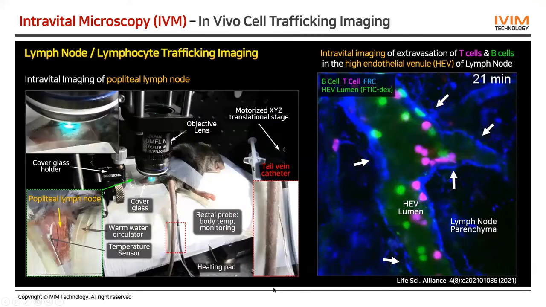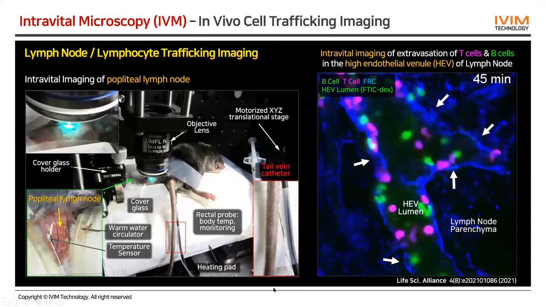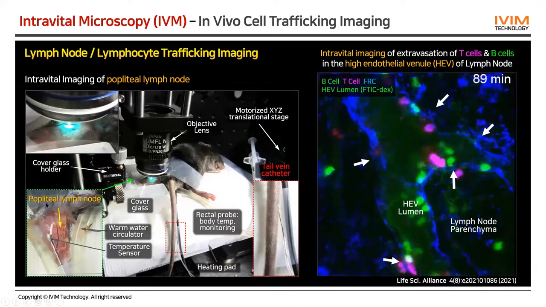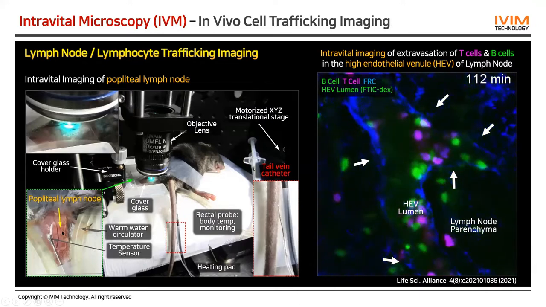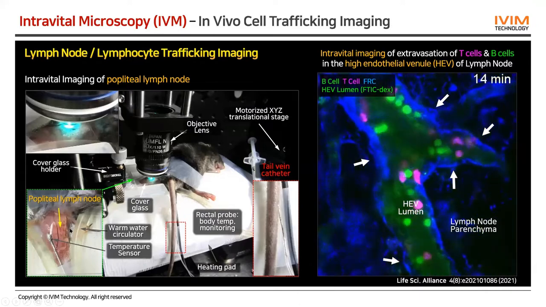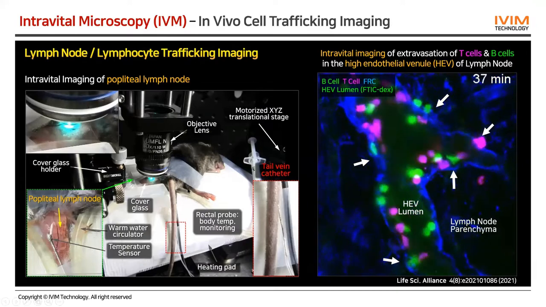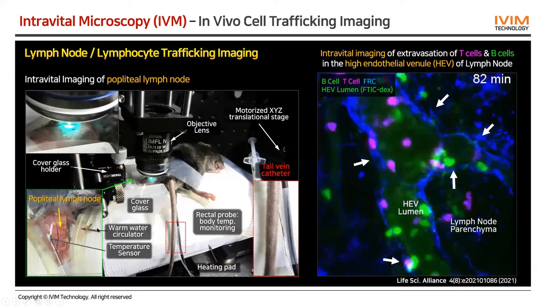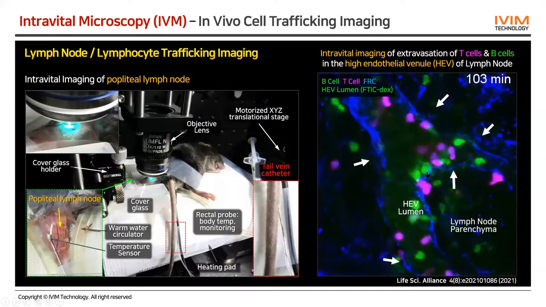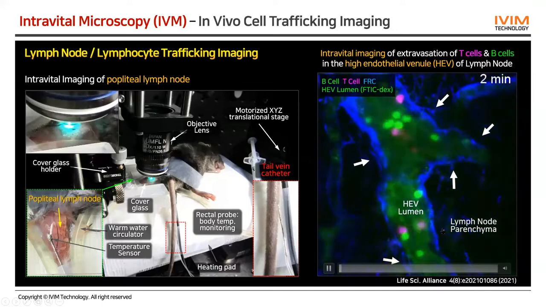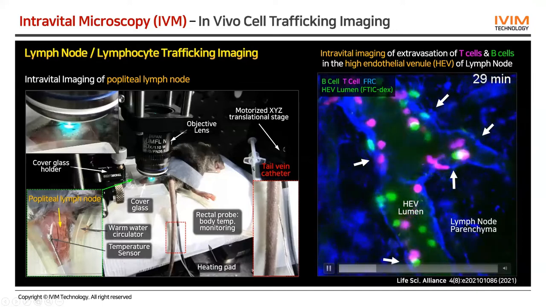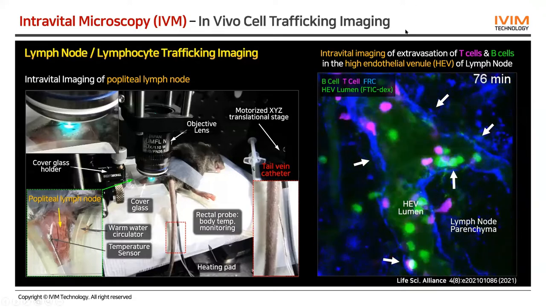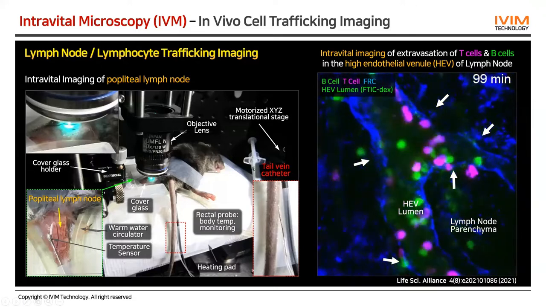Okay, so this is another example. In this example, what we imaged is the lymph node, more specifically the popliteal lymph node behind the knee. We make a small incision on the skin, expose the lymph node, and keep the temperature stable by using an additional heater here. And then we obtained this 2-hour time-lapse imaging of T cell and B cell in the high endothelial venule of the lymph node.